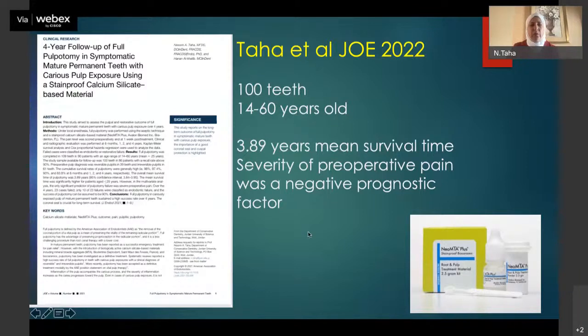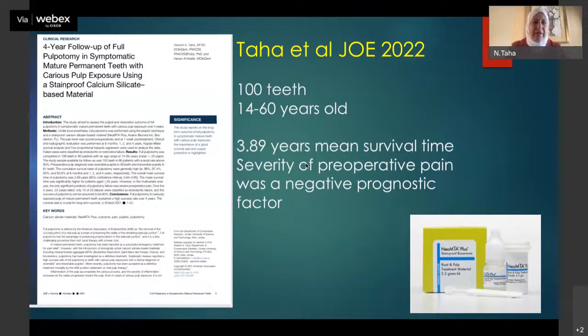As I've mentioned, 4 years follow-up, and we did here the statistics of survival analysis. The result was that a tooth with pulpotomy will have an average survival of 3.1 years mean survival time, and the success rate was 91%. We looked at several prognostic factors. We found that the severity of preoperative pain was the only negative prognostic factor. We had 2 pain categories, moderate and severe. If the patient was in the severe pain category, the odds ratio of having failure was actually higher than the moderate pain category. We looked at age.